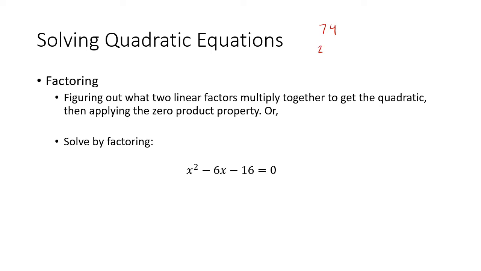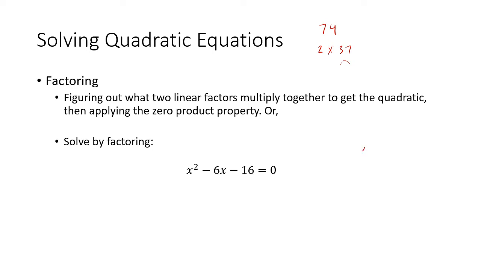Well, you could say it's 2. What is 74 divided by 2? 37, right? And then does 37 factor at all? No, it doesn't. So 2 and 37, those are the factors of 74. But it's a little more complicated with a quadratic.